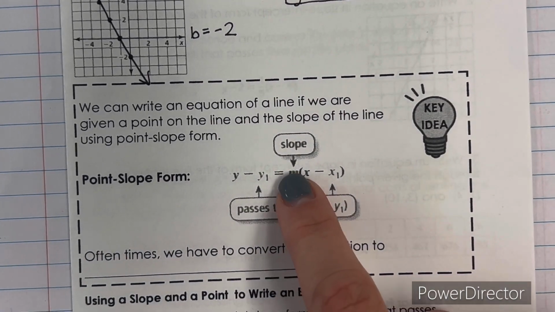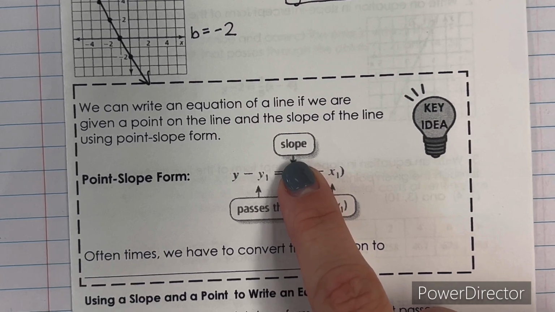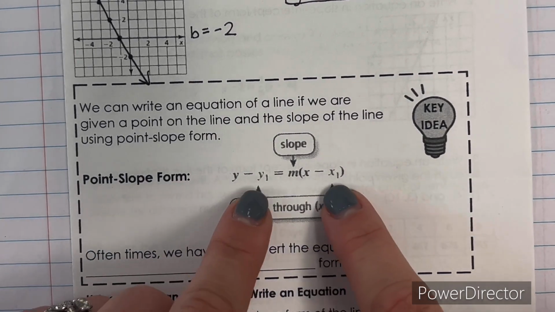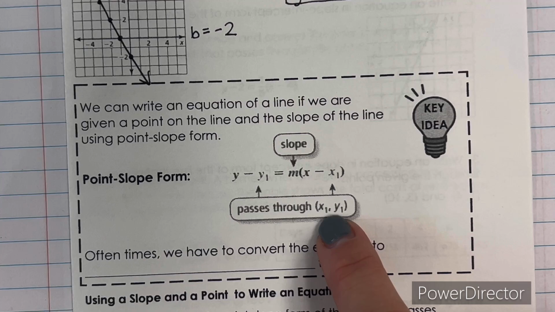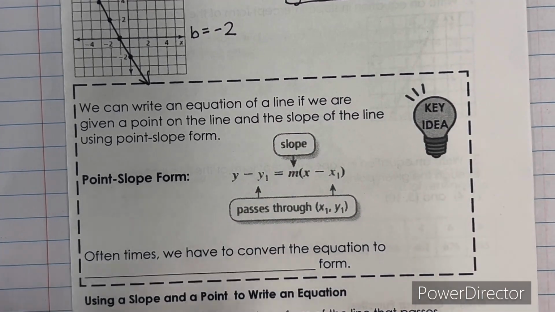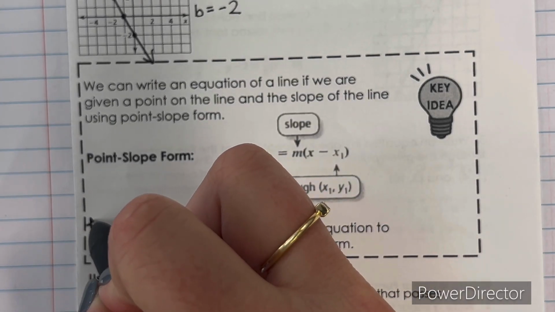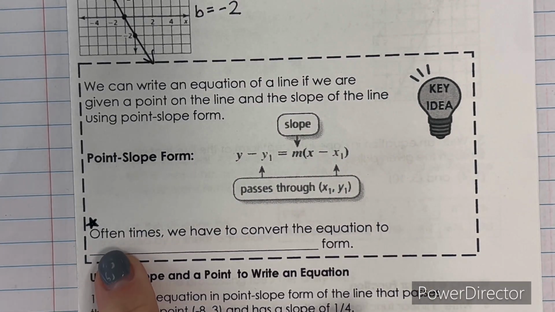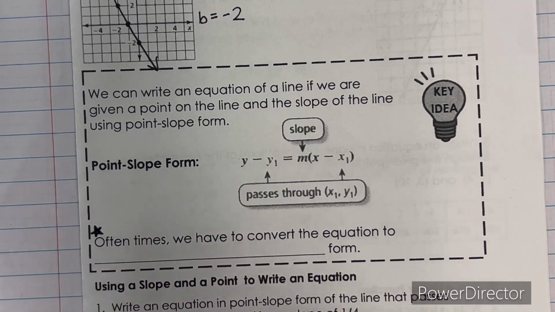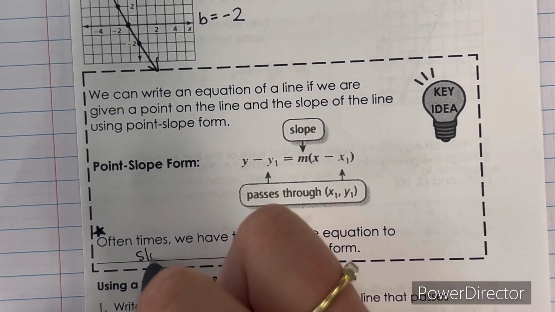So this m is going to be our slope. We know how to find slope. And then this x1, y1 comes from the ordered pair. You will always be given that ordered pair. And then right here at the bottom of our notes box there, I want you to put a star by this one. It says, oftentimes we have to convert the equation to slope-intercept form.